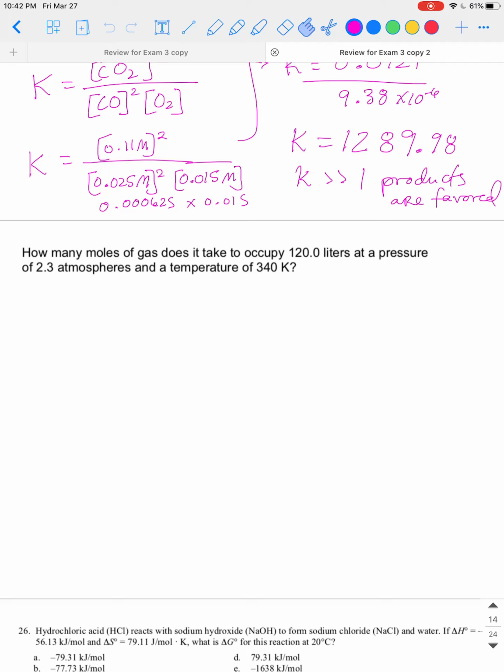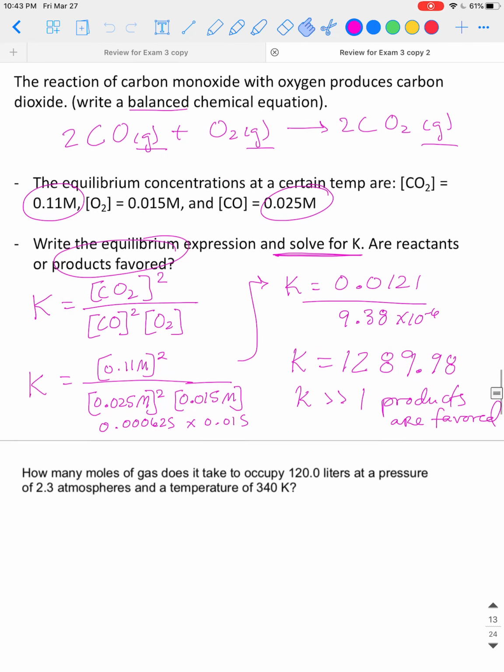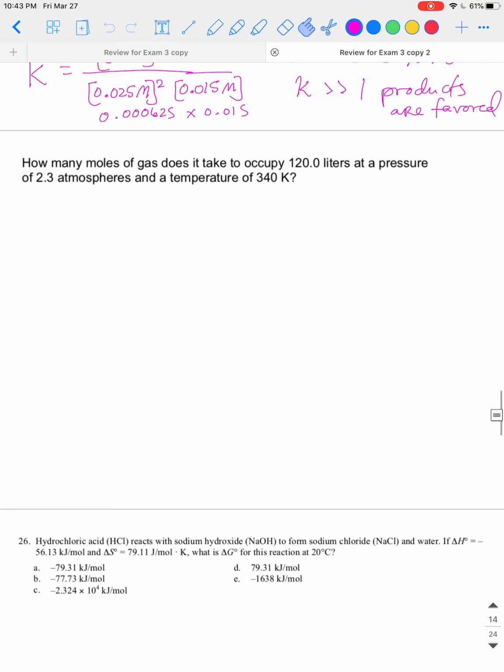Let's get started with the next problem in this review. We had left off doing an equilibrium expression problem, so the next one reads: how many moles of gas does it take to occupy 120 liters at a pressure of 2.3 atmospheres and a temperature of 340 Kelvin? So this problem is a great example of you having to figure out what equation you need to solve it, okay?